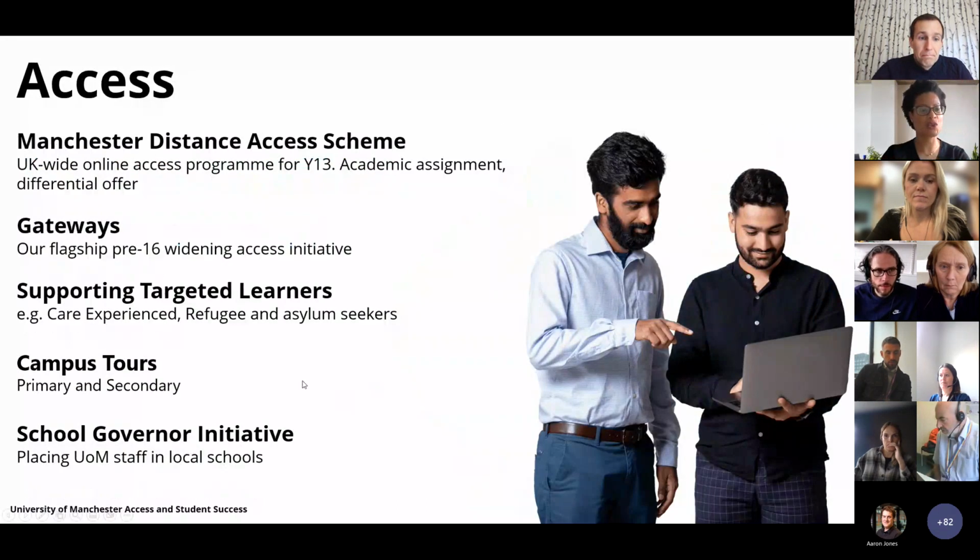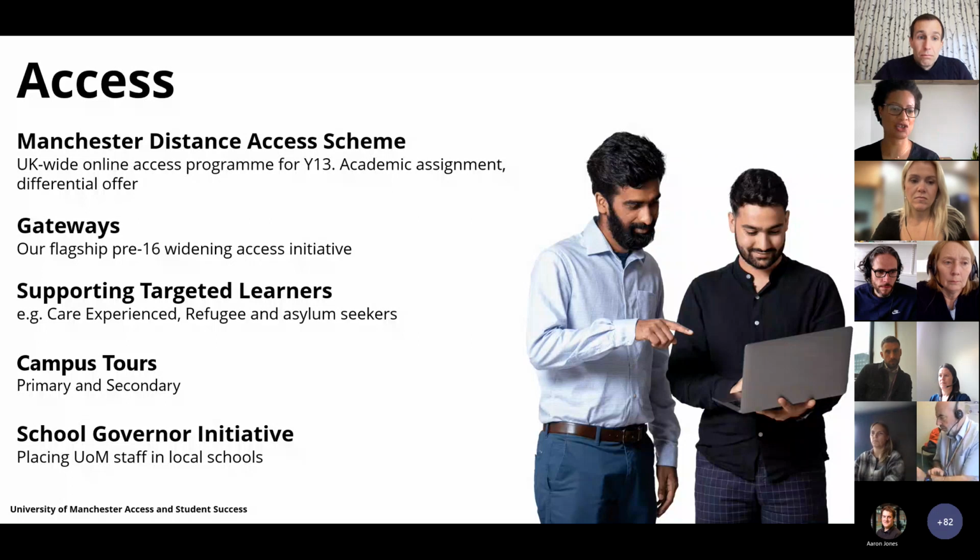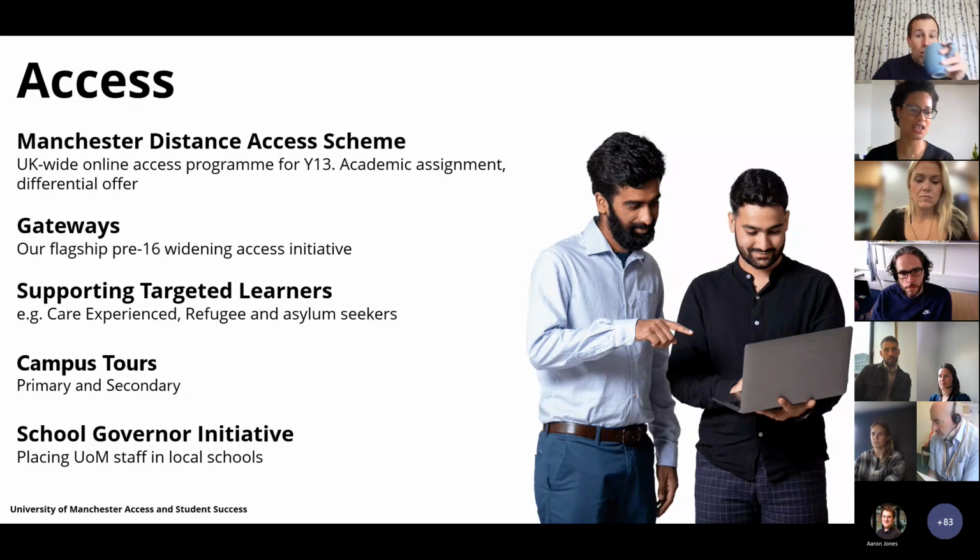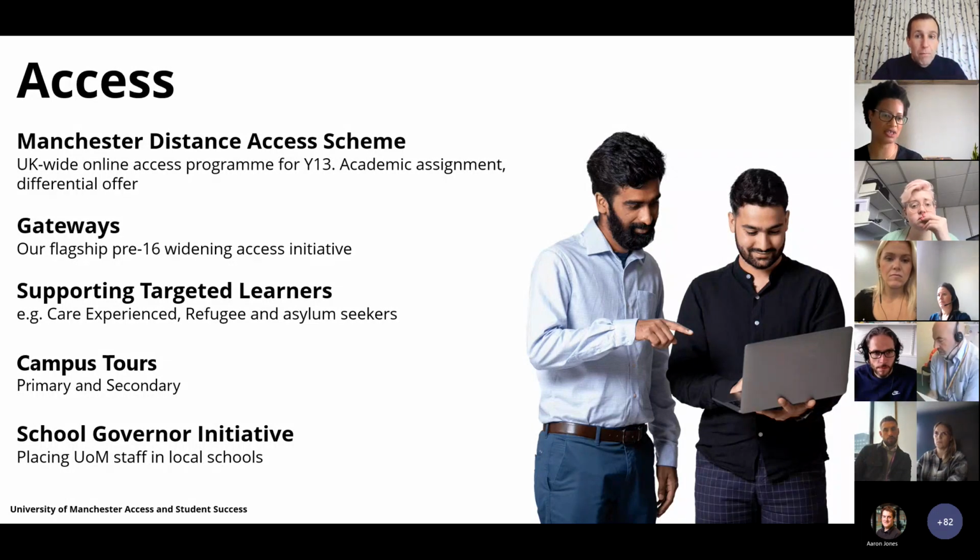So in terms of access, we also have some schemes such as Gateways, which is our own internal pre-16 widening access initiative, which goes into schools and works with students between year 7 and 11, so from the ages of 11 to 16, to encourage their progression into higher education. We provide a range of targeted support for students that includes care experience students, refugees and asylum seekers. We've got campus tours, so we're demystifying university, giving students taster sessions on university.